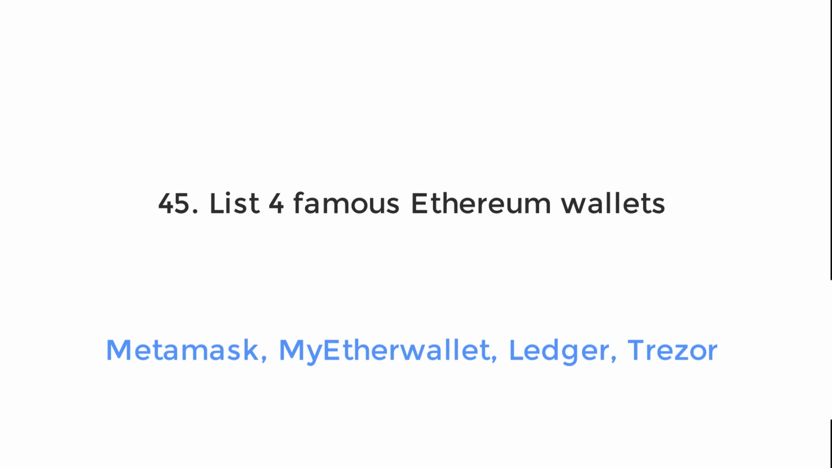MetaMask stores the private key in the browser and it requires a password in order to be used. MyEtherWallet is a website that has a wallet functionality. Ledger and Trezor are two hardware wallets. They can store Ether, but also Bitcoin and many other coins. They are not as easy to use as MetaMask and MyEtherWallet, but they are way more safe.